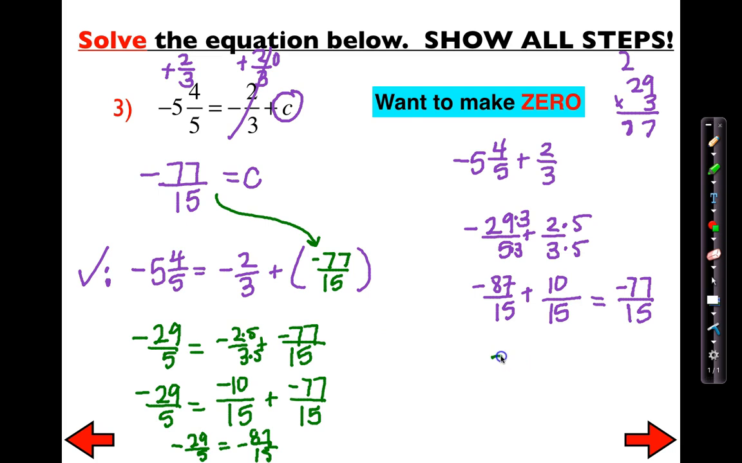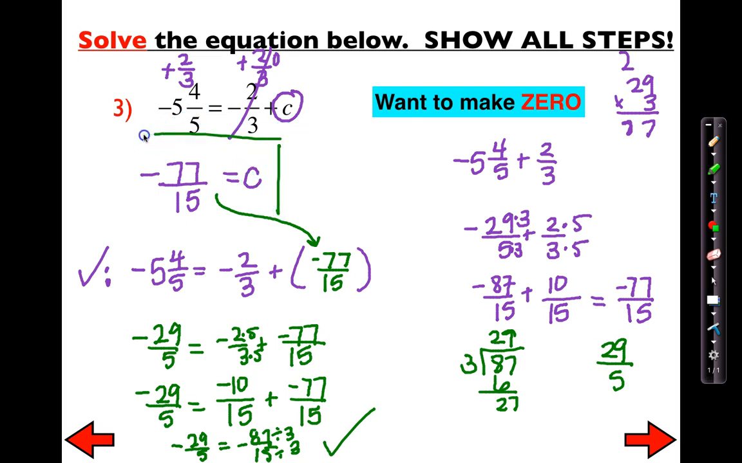So let's see, 87 divided by 3 is going to go in 29 times. And 15 divided by 3 is going to give me 5. So that's going to leave me with 29 over 5. So is this equivalent? The answer is yes. So I'm very confident that the solution to this equation is indeed a negative 77/15.